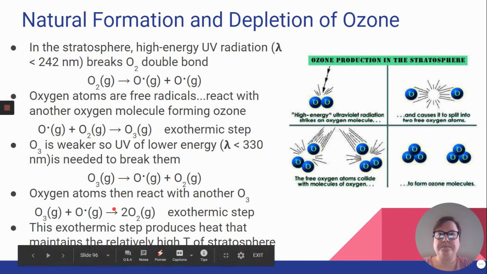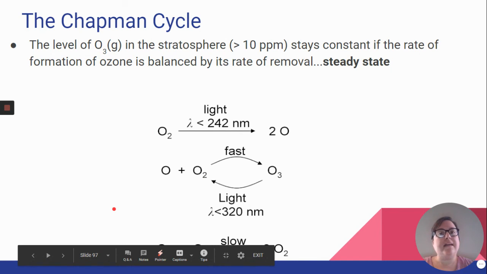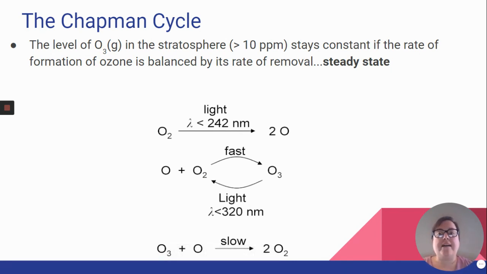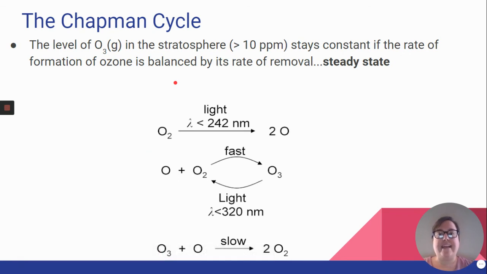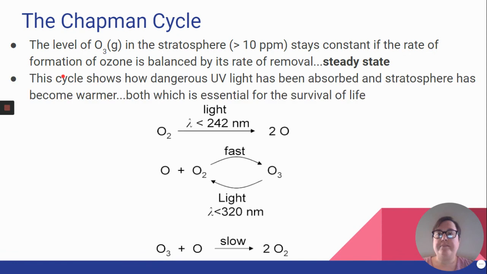exothermic reaction. So the Chapman cycle is what we call that cycle of oxygen forming ozone and then ozone reforming the oxygen. It stays constant if the rate of formation is balanced by the rate of its removal, so it's a steady state. What we find is that we get in trouble when it's no longer the steady state, and that's when we start seeing the issues with the ozone layer and the amount of ozone that we have.